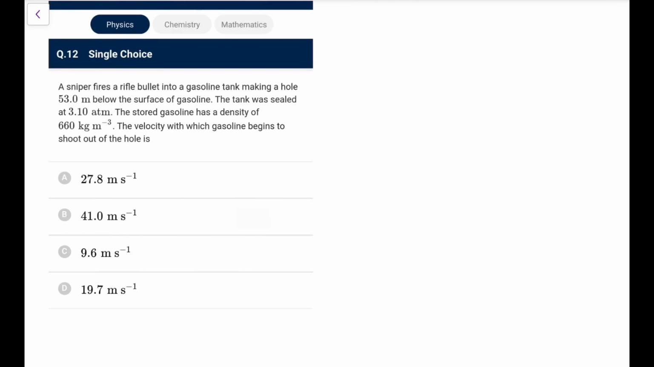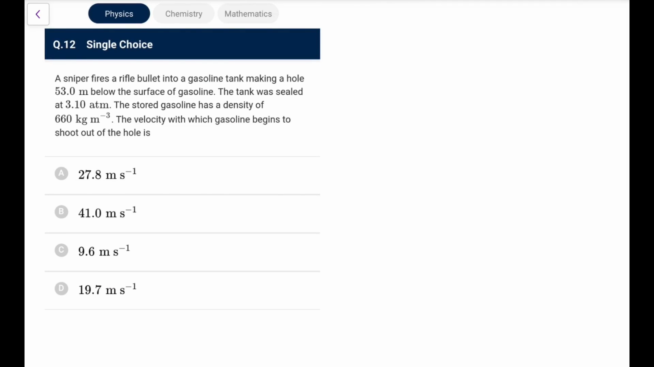A sniper fires a rifle bullet into a gasoline tank, making a hole 53 meters below the surface. So let's say this is the tank, 53 meters below the top surface. It was sealed, so it was packed, and 53 meters here we have this. The stored gasoline has a density. This is the velocity with which the gasoline begins to shoot out. So gasoline begins to shoot out.